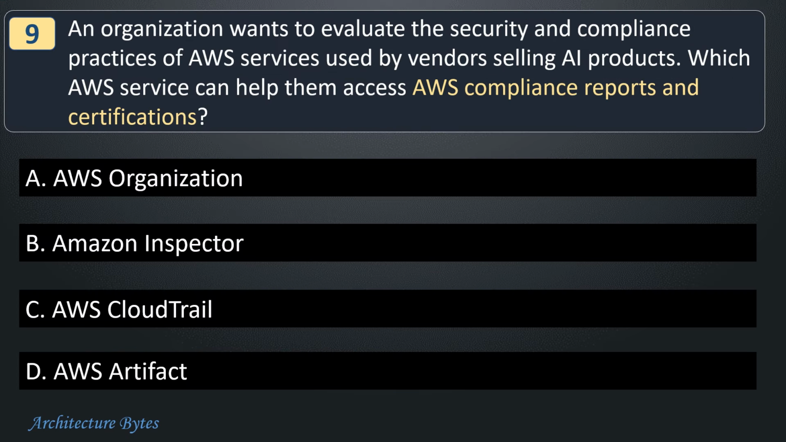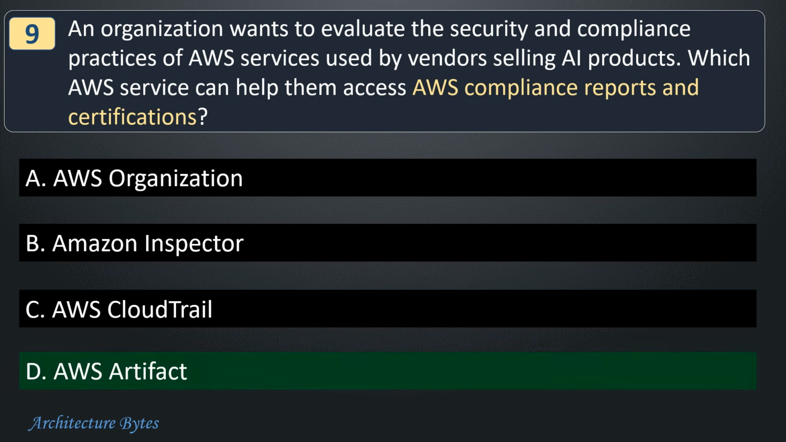An organization wants to evaluate the security and compliance practices of AWS services used by vendors selling AI products. Which AWS service can help them access AWS compliance reports and certifications? Our options are AWS Organizations, Amazon Inspector, AWS CloudTrail, or AWS Artifact.